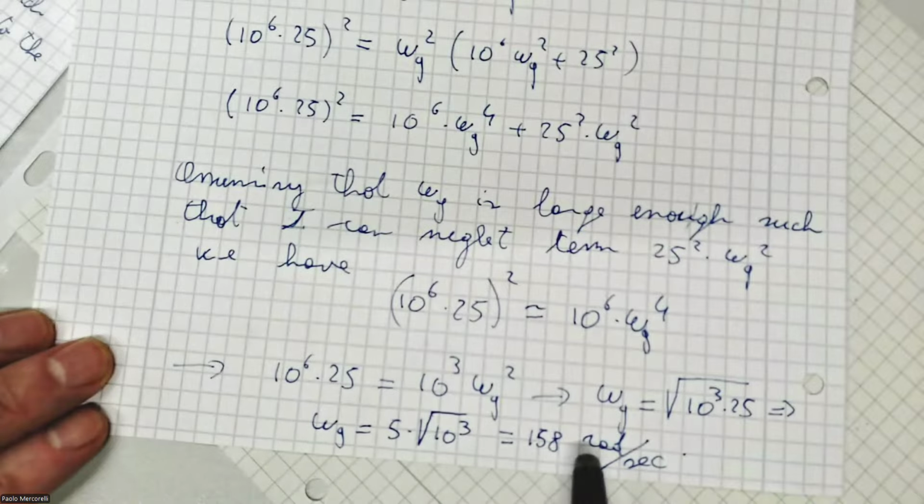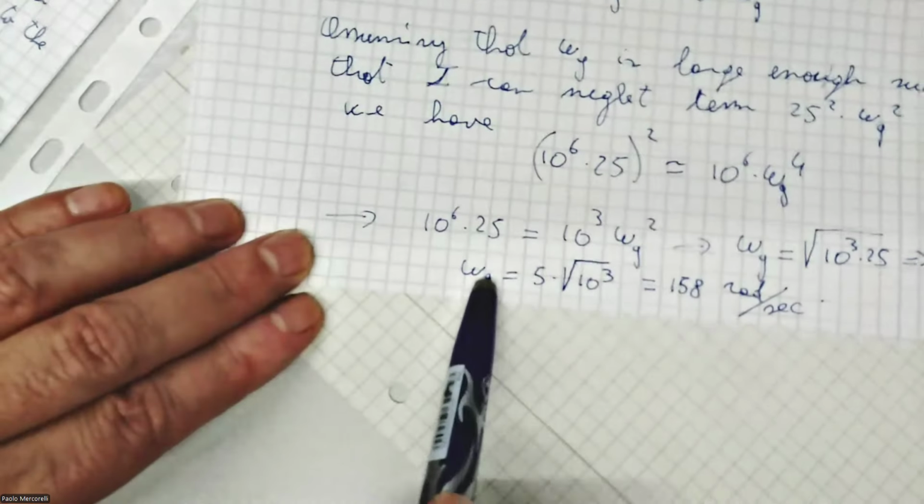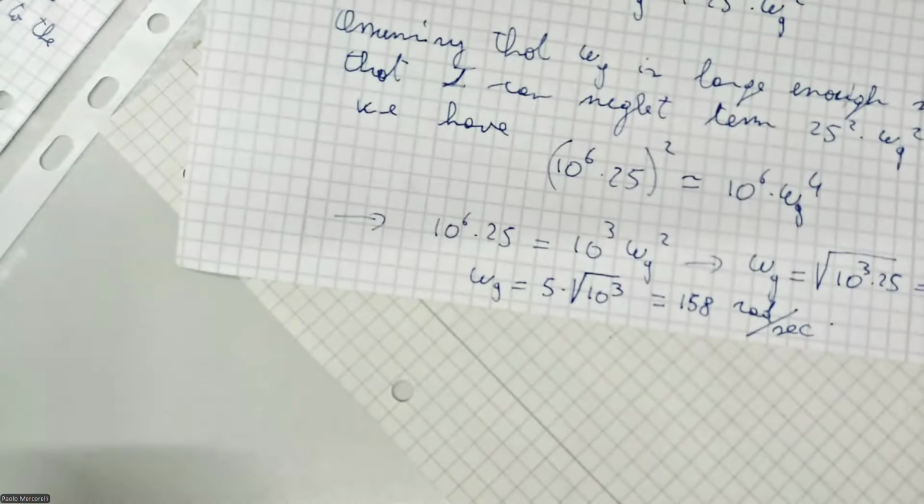Calculate omega g, I have it. I did. This is exactly. No, I second that because I'm confused now. Let me see again what we did. This is exactly what I have, right? No, excuse me. I made a mistake. This is omega g. Excuse me.